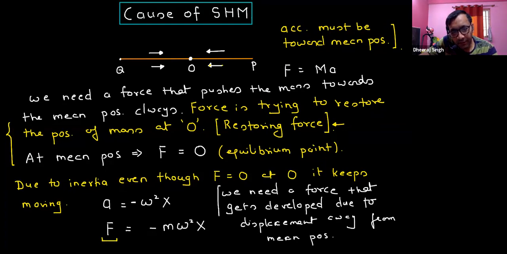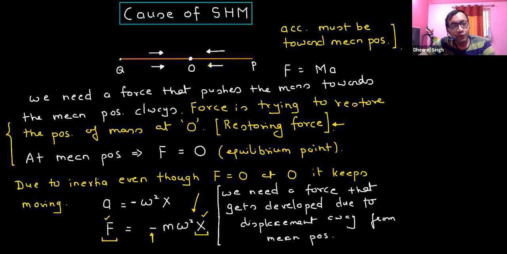When the object is at mean position, all the forces were adding up to zero. But as soon as you displace it a little bit away from the mean position, a force which looks like this should get developed. What does this look like? The force should be proportional to x. Force should be proportional to x, and force should be in opposite direction of x. That is why there is a minus sign. Suppose you displace the object this way, the force should be in opposite direction of that displacement.